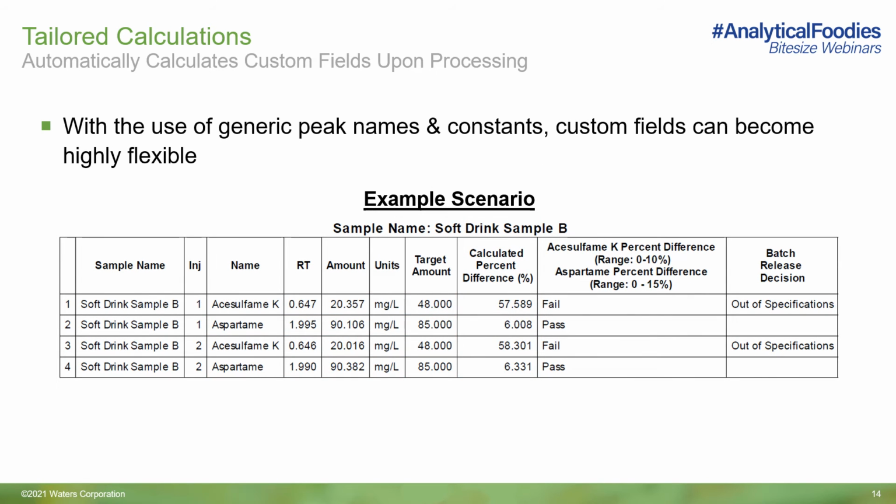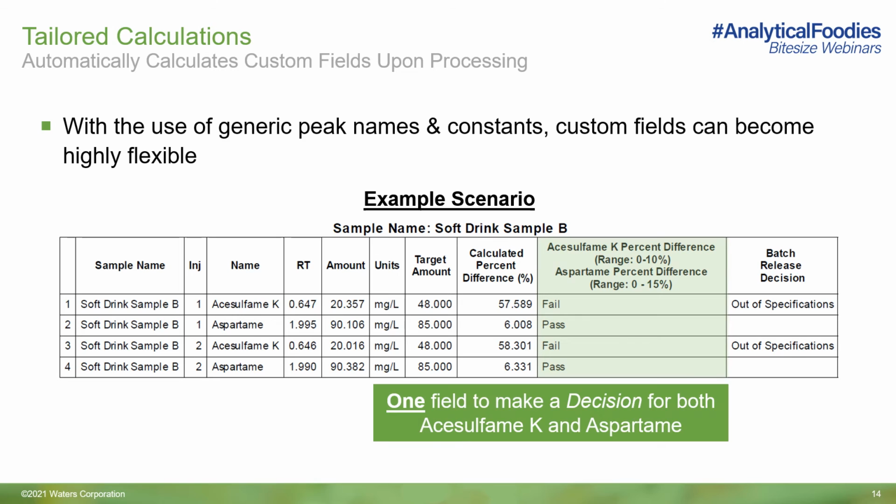This is because, with the use of generic peak names and constants, custom fields in Empower can become highly flexible. Here, we only need one field to give us the decision for both acesulfame K and aspartame, even though they have different maximum acceptable specifications.